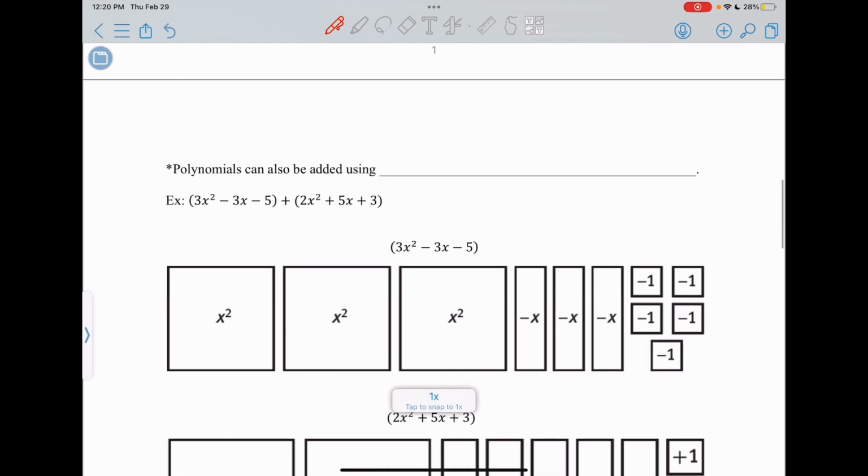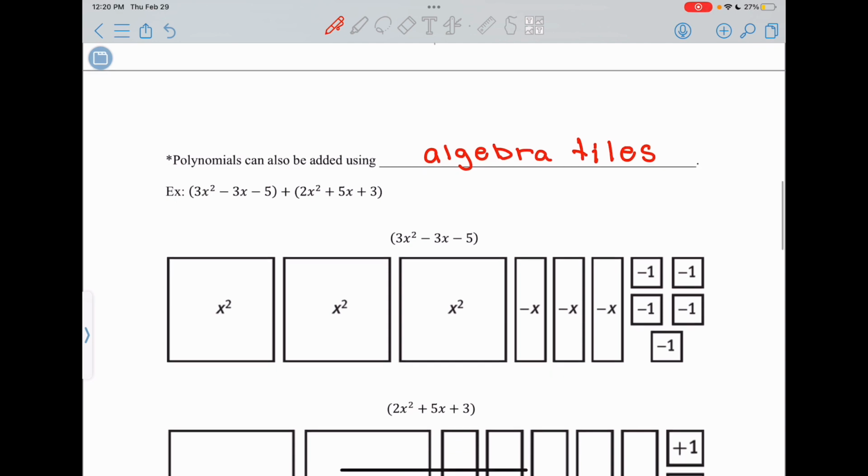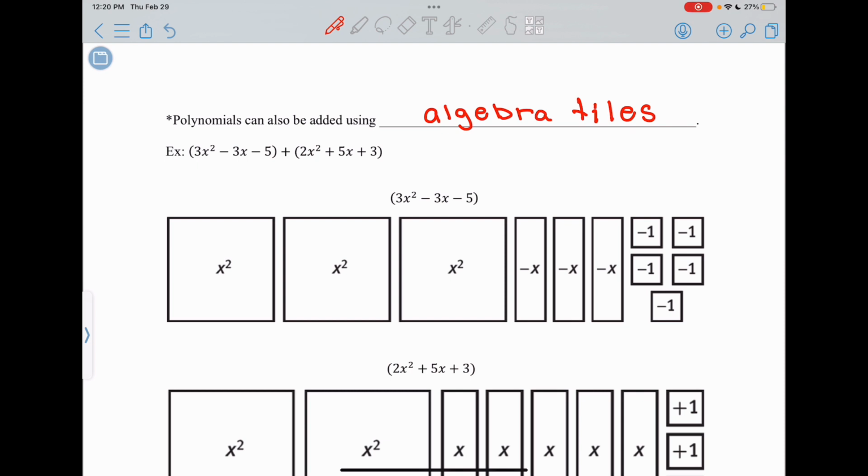Polynomials can also be added using algebra tiles, which means we can use different shaped tiles to represent our like terms, and then count how many tiles of each like term we have. So for our first polynomial, 3x squared minus 3x minus 5, I have 3 x squared blocks for my 3x squared. I have 3 -x blocks to represent my -3x, and 5 -1 boxes for my -5.